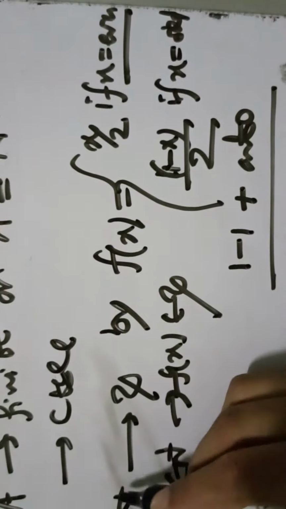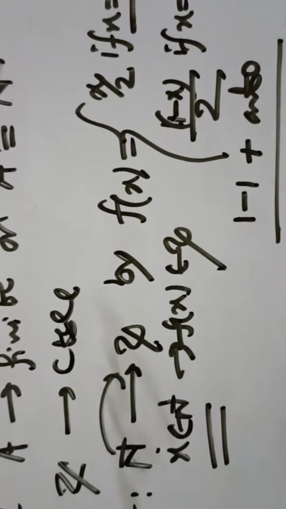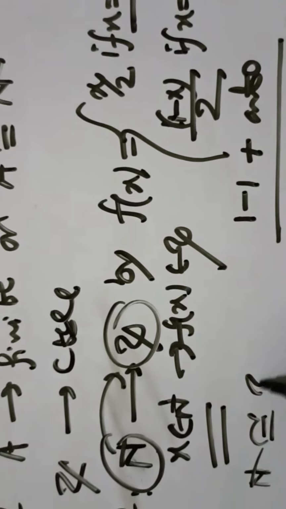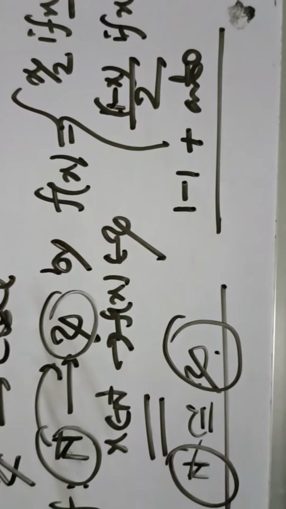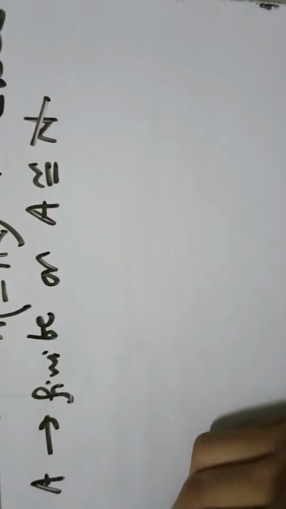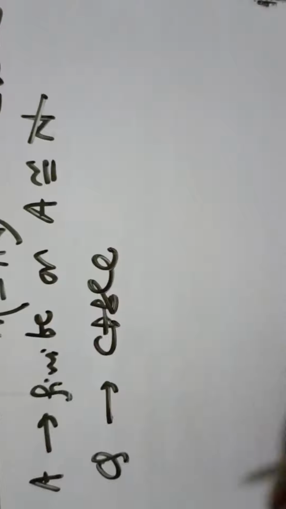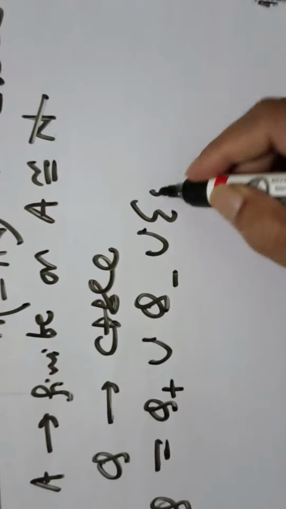So there is a bijection between the natural numbers and Z. I can say these sets are equivalent, and since the natural numbers are countable, Z is countable. Similarly, you can say that Q, the set of rational numbers, is a countable set. You can write Q as Q plus, Q minus, union 0.